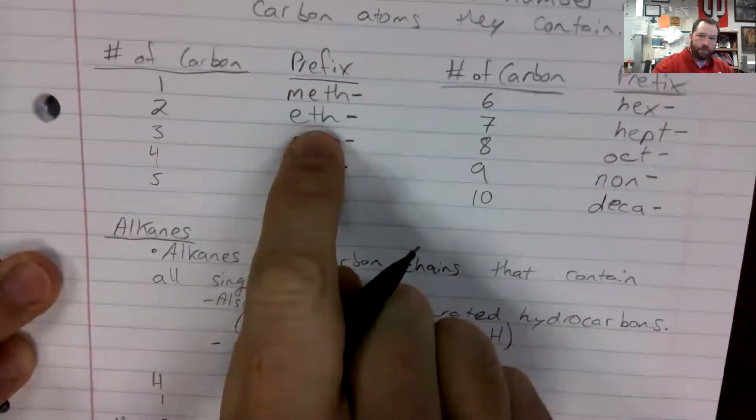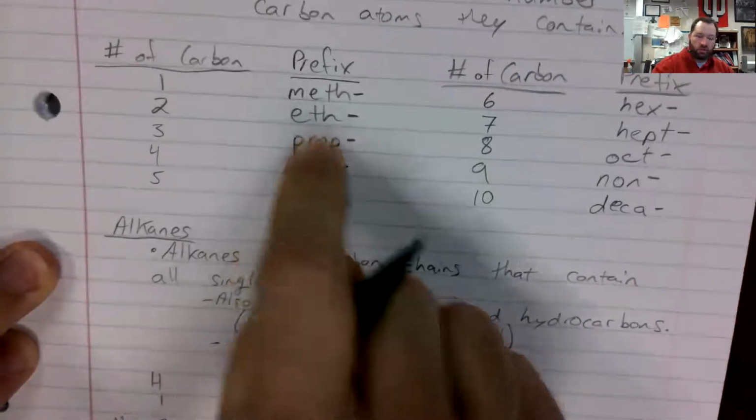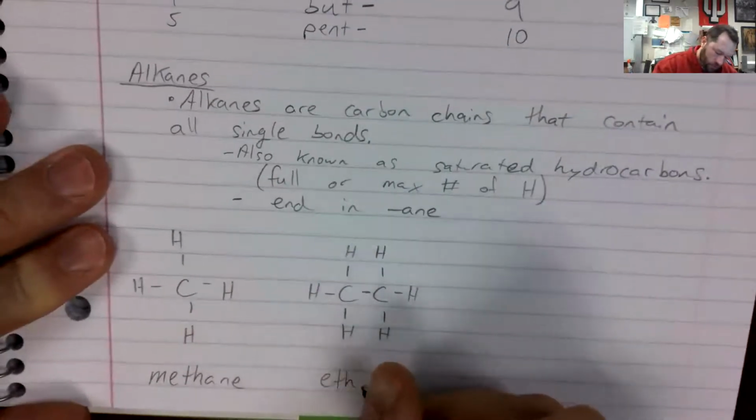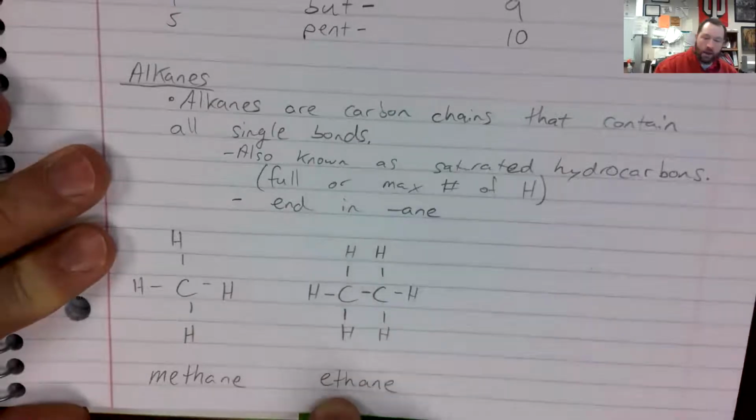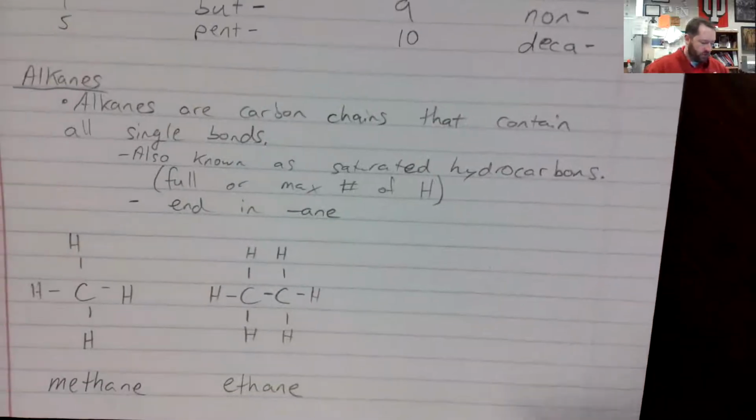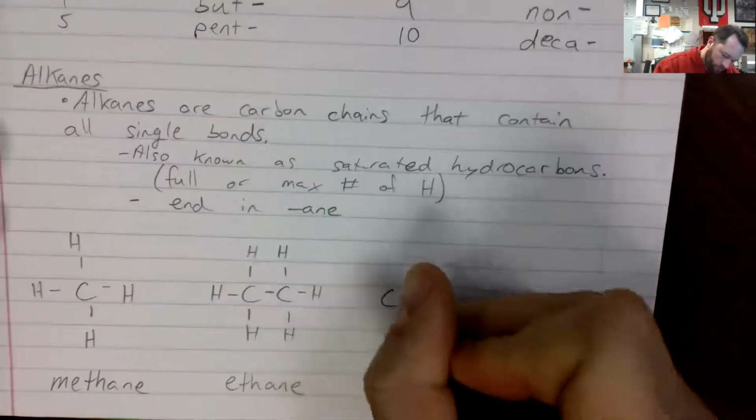We look up here, our prefix for 2 is eth, again, all single bonds. So we call this ethane. Eth tells us there's 2 carbons. The ane tells us that there's all single bonds. Let's do a little longer one.